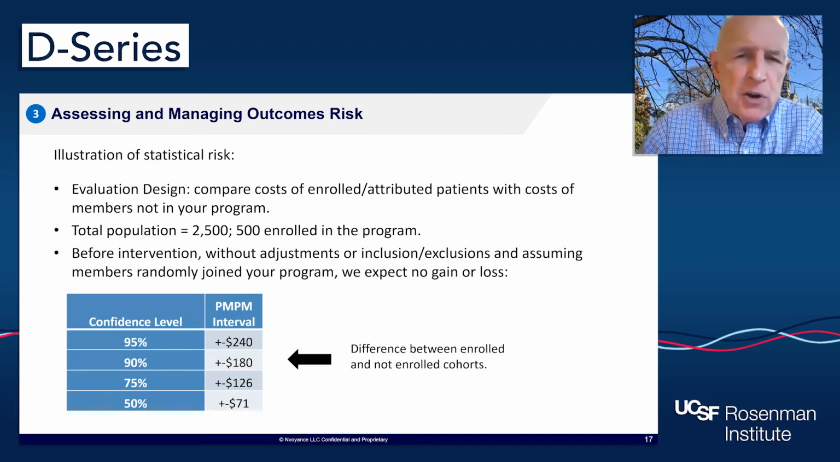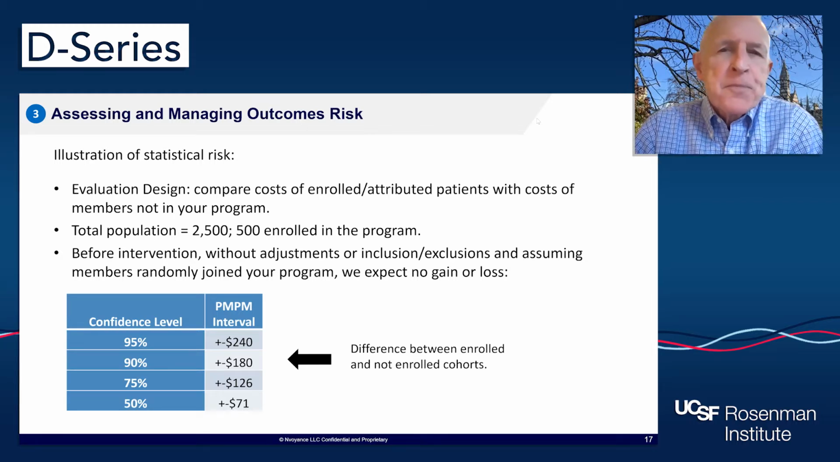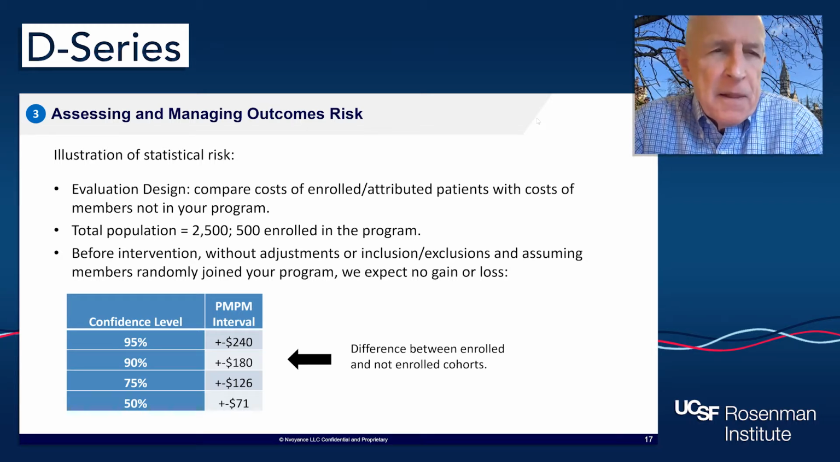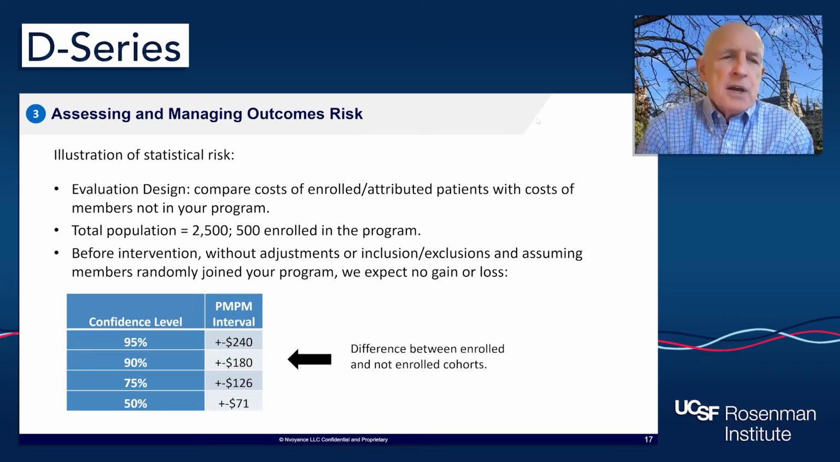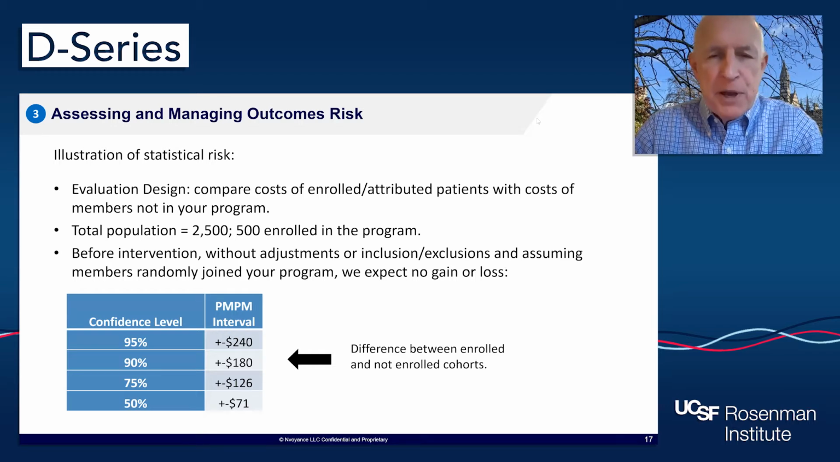So here's an illustration of what I'm talking about with this concept of model risk or statistical risk. Here we have a shared savings arrangement with an evaluation design that compares the cost of the enrolled or attributed patients with the cost of members who are not in the program. So we often get into designs where you're comparing a population of patients that have enrolled in your program with patients who are similarly situated but who did not enter the program.